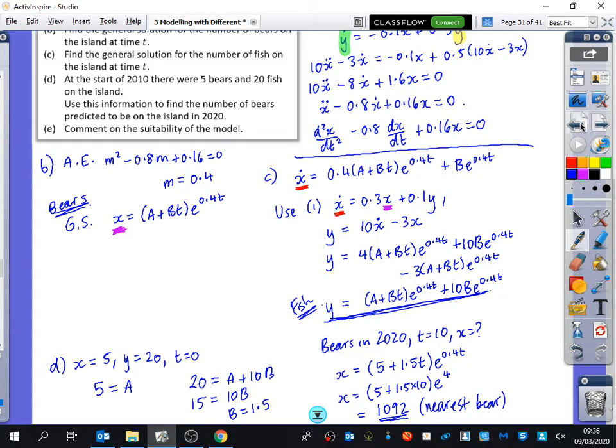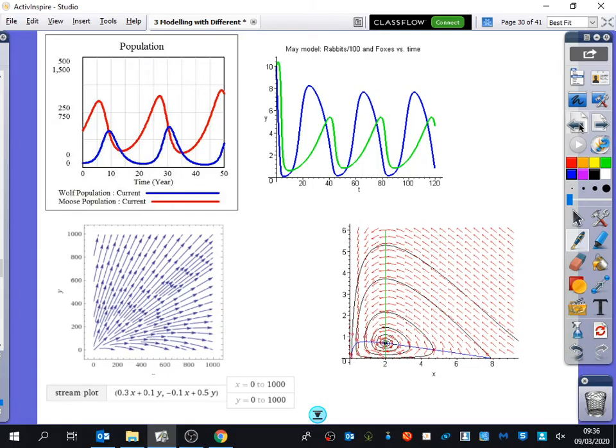So if we're looking at any of these graphs that we've got here, I don't think it's going to be a cyclic model. And I'm going to tell you why it's not going to be a cyclic model in just a second. Okay, part E, and then I'll come back to this page to answer your question.